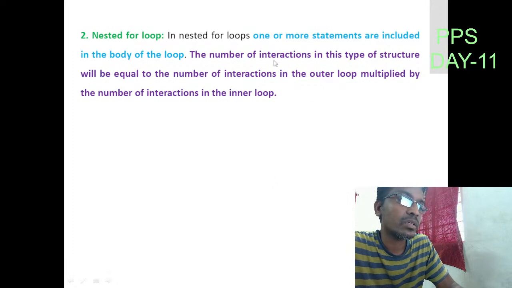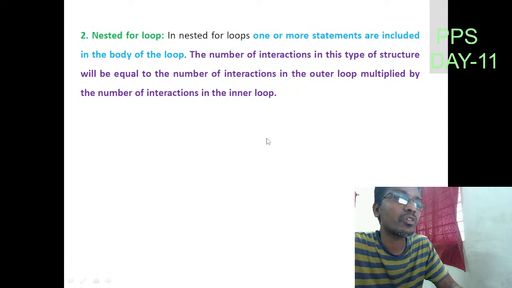Up to now we have seen the for loop: if the condition is satisfied, then the block of statements is going to execute a number of times until the condition becomes false. Here it is also possible to use a for loop inside another for loop. If you use a for loop inside another for loop, then it is called nested for loops. The first for loop is called the outer for loop, and the second for loop is called the inner for loop.